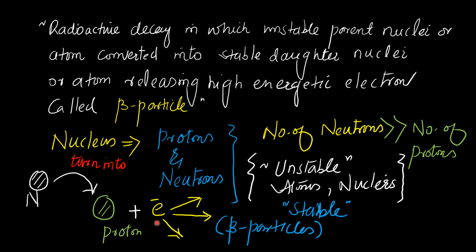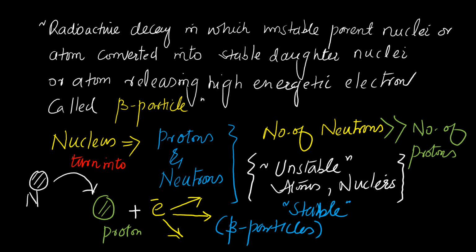So if I conclude, in beta decay, in the unstable nucleus of an atom, a neutron is converted into a proton. During the conversion of the neutron into a proton, a new stable daughter nucleus is formed, and along with that high energetic electrons are released. These electrons are moving electrons, and these moving electrons are called beta particles.